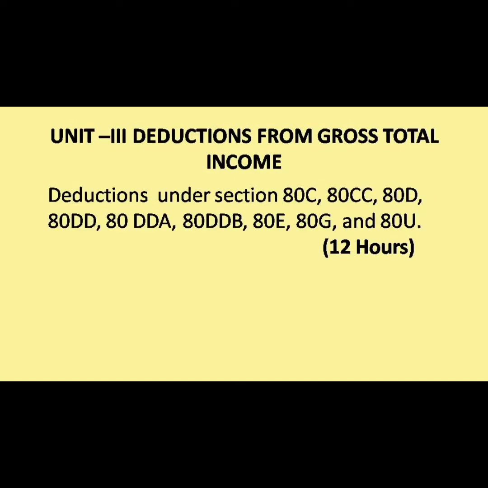Unit 3, Deductions from Gross Total Income. In this unit, we have to study deductions under Section 80C, 80CC, 80D, 80DD, 80DDA, 80DDB, 80E, 80G and 80U. The time allotted to complete this unit is 12 hours.